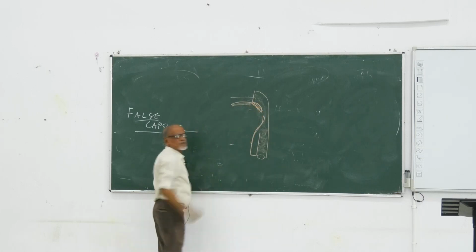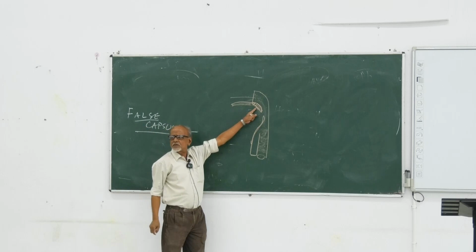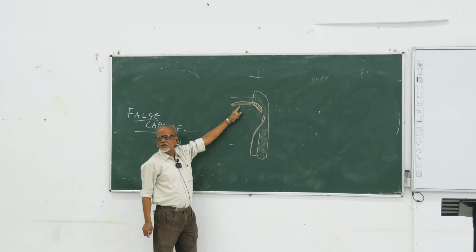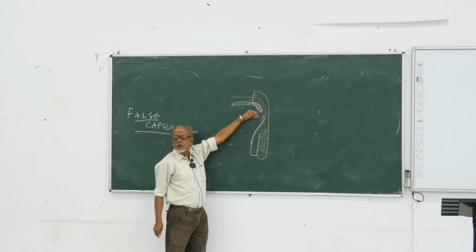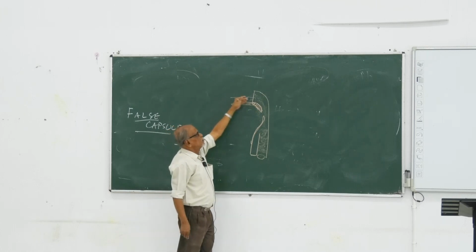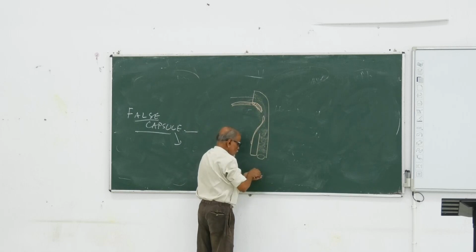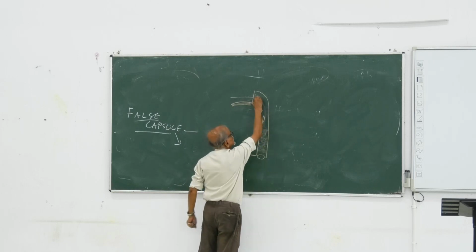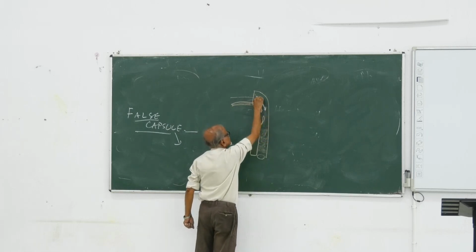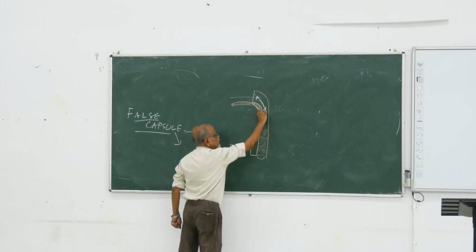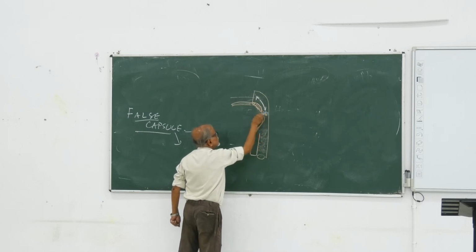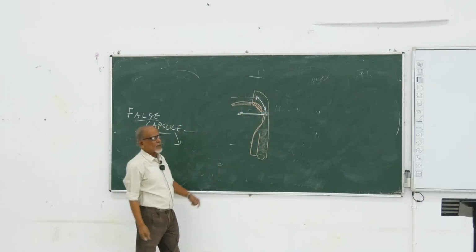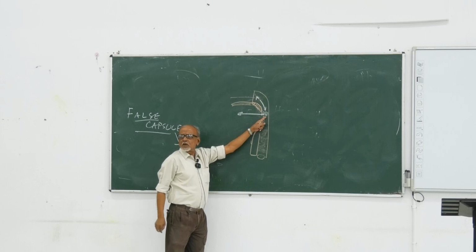This is the soft palate. This is the hard palate. This is the mouth cavity. This is the nasal cavity. This is the nasopharynx, above the soft palate. This small segment which is communicating with the oral cavity, this is the oropharynx.